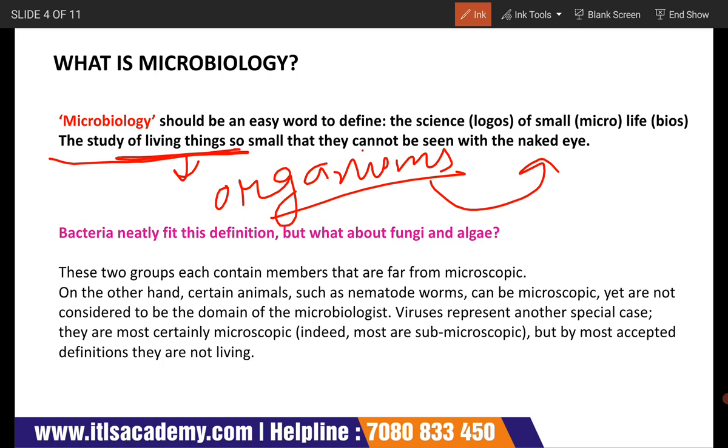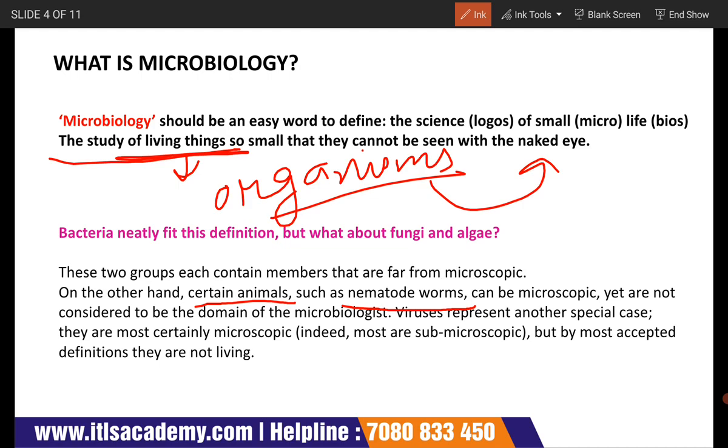Now, coming to the next: these two groups each contain members that are far from microscopic. On the other hand, certain animals such as nematodes and worms can be microscopic, yet are not considered to be the domain of a microbiologist. Viruses represent another special case. They are most certainly microscopic, but by most accepted definitions they are not living.